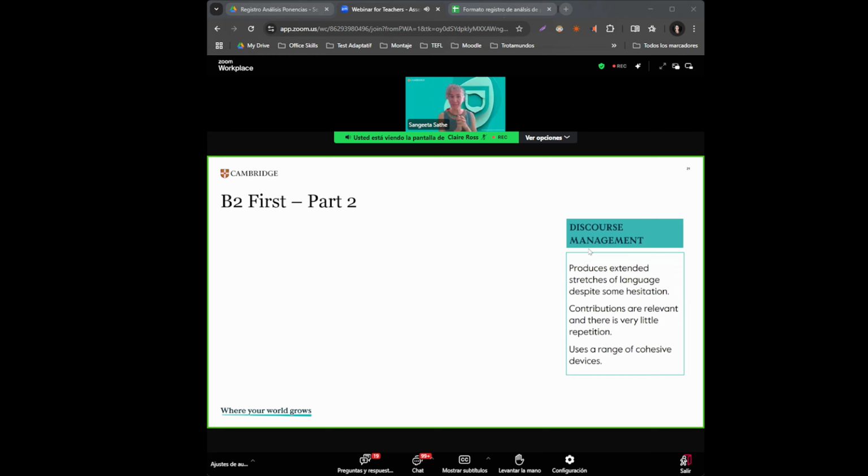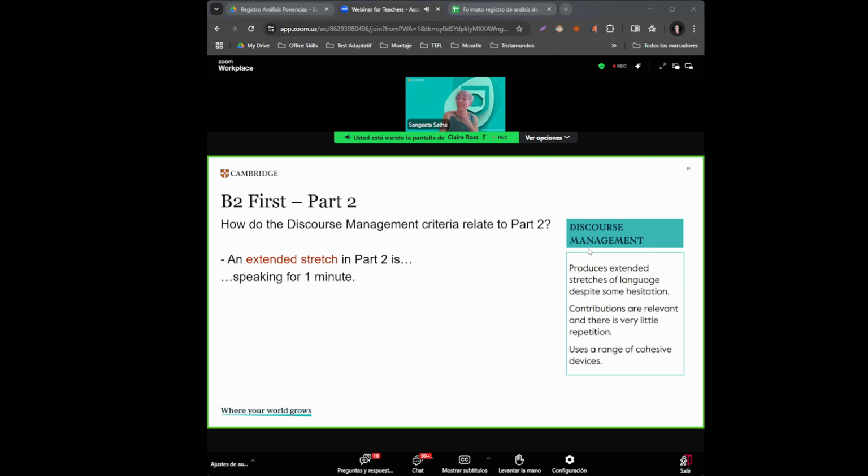So now it's your turn to be assessors. We're going to focus on discourse management and B2 First, part 2 of the speaking test. So this is where they talk about pictures. So how do the discourse management criteria relate to part 2 specifically? I'm going to give you an example. So an extended stretch in part 2, what does this mean? So this is speaking for a minute. In part 2, an extended stretch is a full minute.